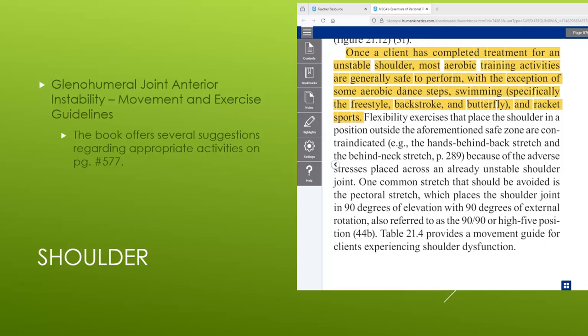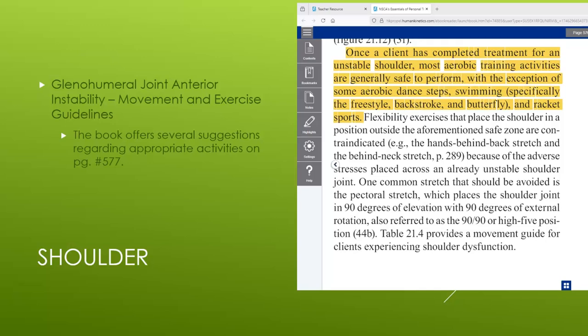This is on 577. Once a client has completed treatment for an unstable shoulder, most aerobic training activities are good to go, with the exception of some aerobic dance steps, swimming, specifically freestyle, backstroke, and butterfly, and racket sports. So you have to know this on a test question, and I'm trying to remember if I just left the test question out because it just irritated me so much. Because you'd have to know the different strokes for swimming. You have to know there's freestyle, backstroke, butterfly, and there's one more. I'll give you a second.